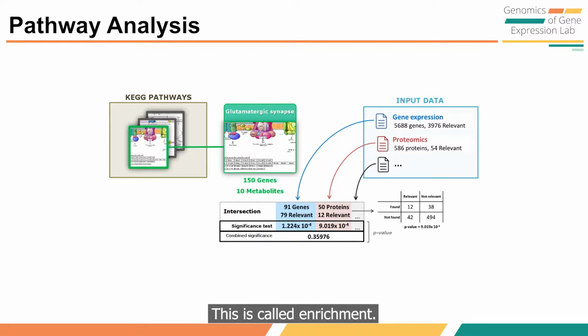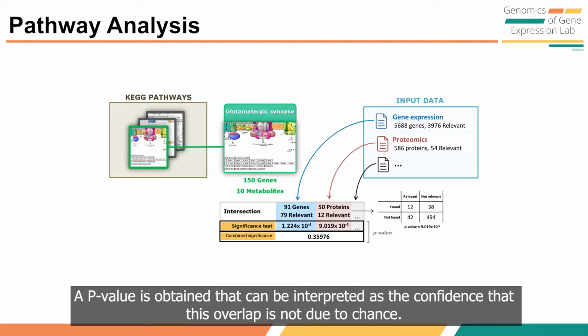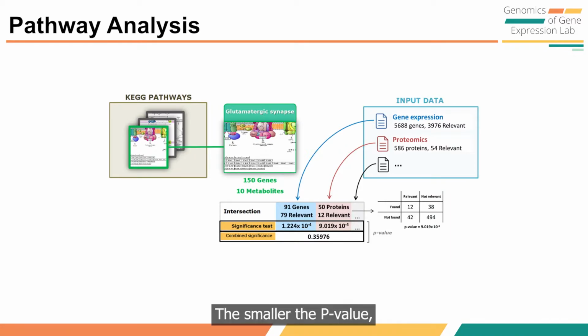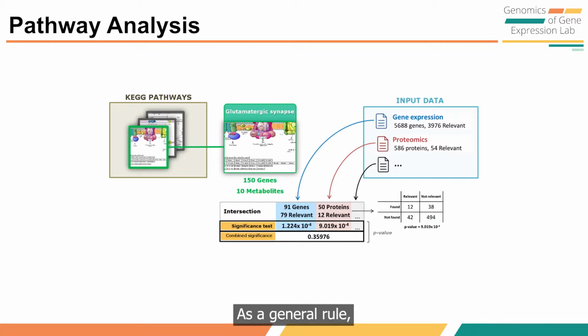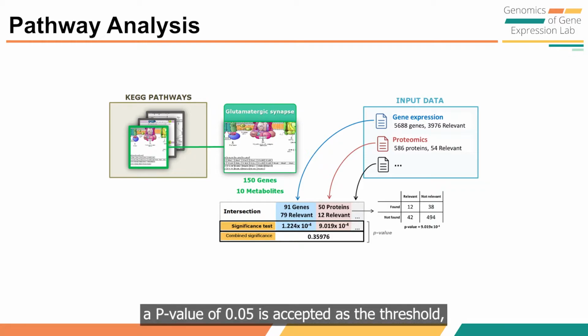This is called enrichment. A p-value is obtained that can be interpreted as the confidence that this overlap is not due to chance. The smaller the p-value, the more likely the presence of pathway features within the list of significant features is not due to random chance. As a general rule, a p-value of 0.05 is accepted as the threshold, indicating a statistically significant enrichment.